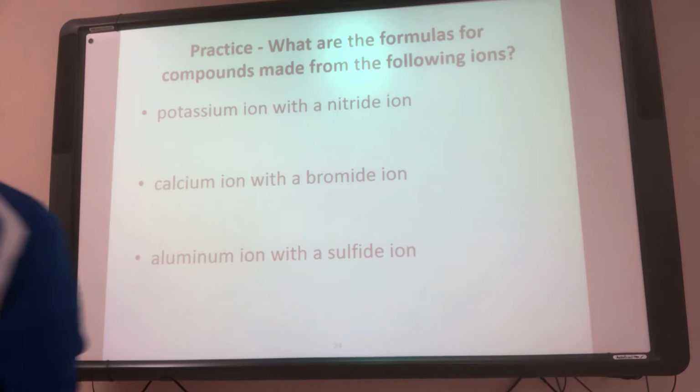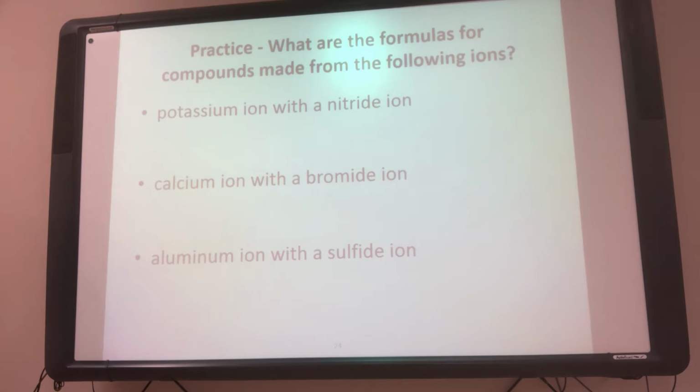So hopefully you tried these problems. If not, we're going to try them now. Write the formulas for the following ions. What compounds will we make from these ions? The first one is the potassium ion with a nitride ion.